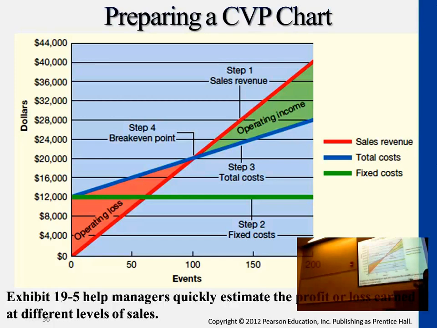Any questions on understanding this chart? Basically you just have to know what the joint dot means, how to graph this, and what the shaded area means. For operating income, the left-hand side is losses.